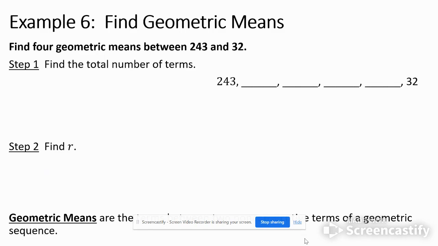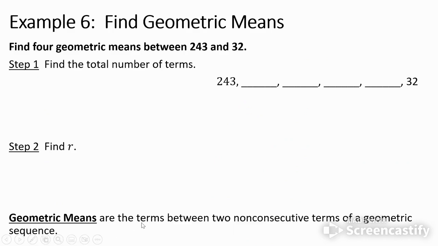So for example 6, we are finding what are called geometric means. As you can see at the bottom of the screen, geometric means are the terms between two non-consecutive terms of a geometric sequence. So in our problem, we need to find 4 geometric means, that's why I have 4 blank spaces in between 243, which is the starting point, and 32, which is the ending point.